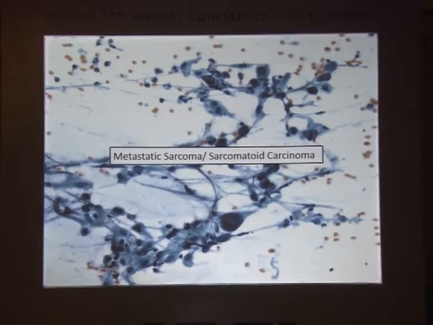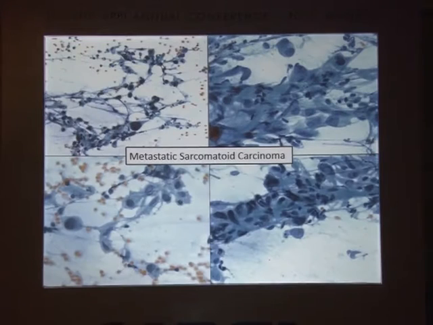Rarely you get sarcomatoid carcinomas, or you can get sarcomas going to lymph nodes. So you have to have history, otherwise it is difficult to call it carcinoma. It could be a sarcomatoid carcinoma, or it could be a sarcoma. So lymph node can obviously have all these malignant tumors, germ cell tumors, carcinomas, melanomas going to lymph nodes.